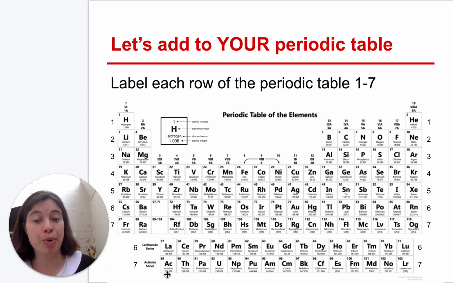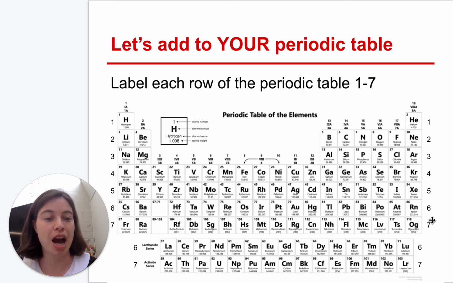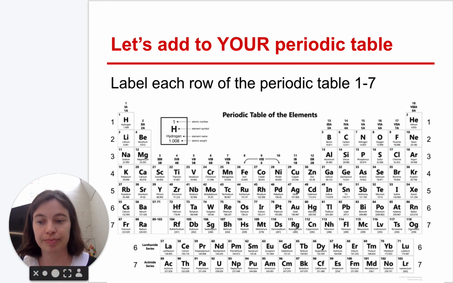Down at the bottom, it's important to note the lanthanide series is actually in row 6. The actinide series is actually in row 7. And I've done the same thing on the opposite side of the periodic table. So take a moment, pause this video, and go ahead and add that information to your own periodic table, please.